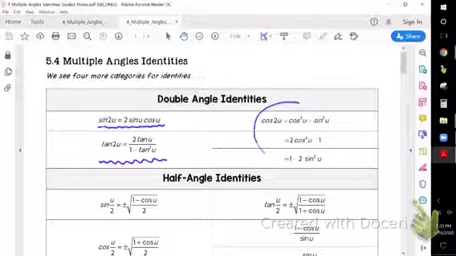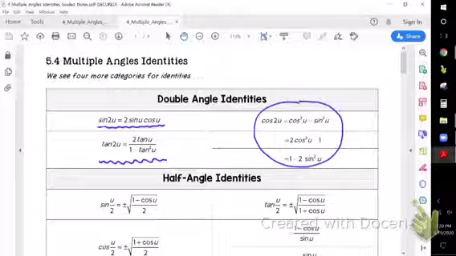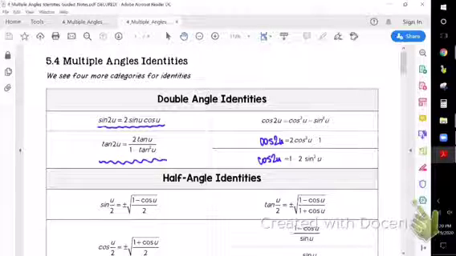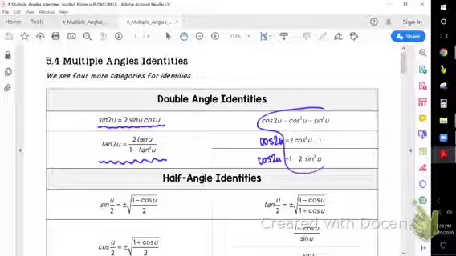You have 3 options for cosine, okay? Cosine of 2u is equal to cosine squared of u minus sine squared of u. Cosine of 2u is also equal to 2 cosine squared of u minus 1. And cosine of 2u is also equal to 1 minus 2 sine squared of u. Alright, so which one do you use? It's up to you. What do you need when you're trying to prove an identity? What have you been given when you're trying to solve an equation? Okay, so you could use any of these 3 for cosine of 2u.